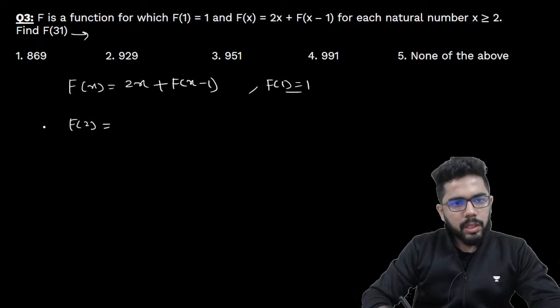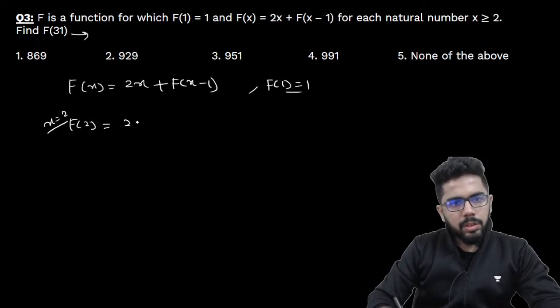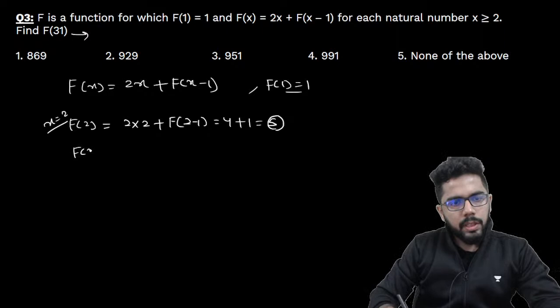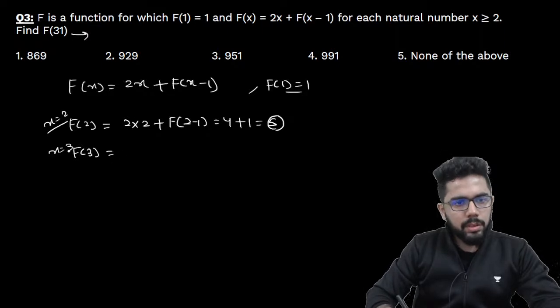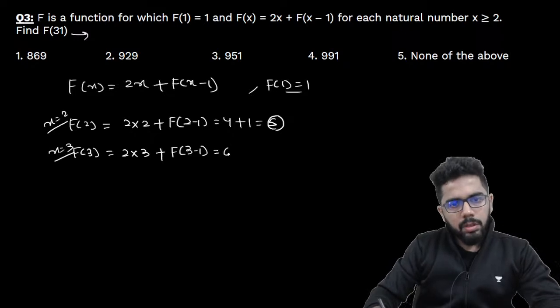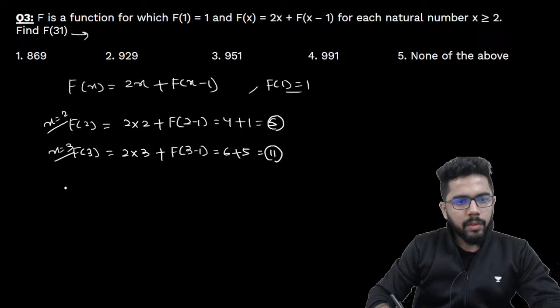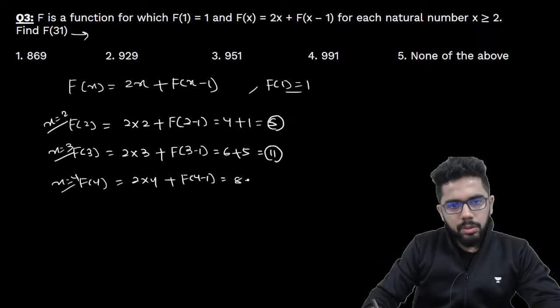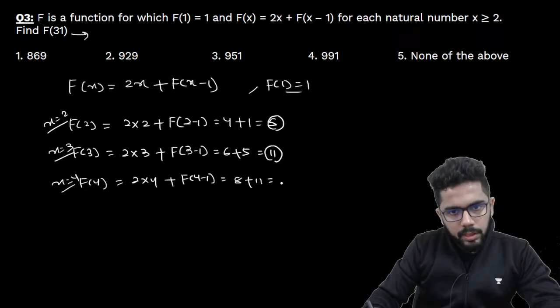तो x की जगह मैंने 2 पुट किया यहाँ पे, तो it is 2 into 2 plus f of 2 minus 1 which is f of 1. So 4 plus f of 1 is 1, so I get 5. Then f of 3, x को 3 पुट किए, so 2 into 3 plus f of 3 minus 1 which is f of 2. So 6 plus 5 we get 11. Then f of 4, x को 4 पुट किए, so 2 into 4 plus f of 4 minus 1 which is f of 3, 8 plus 11. I get 19.